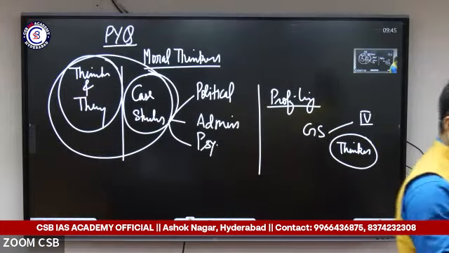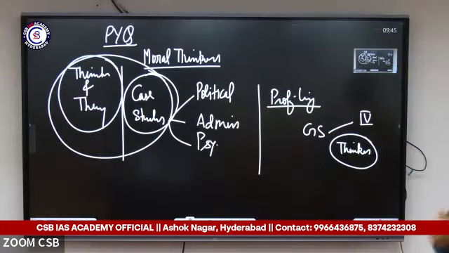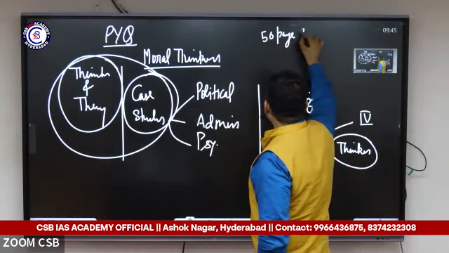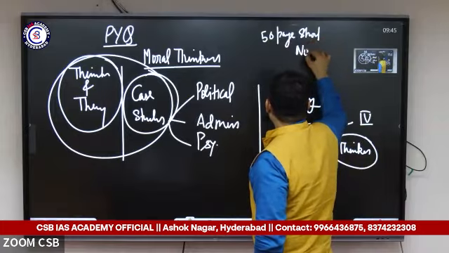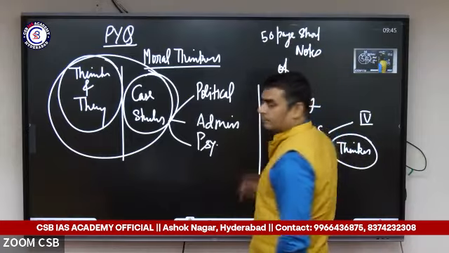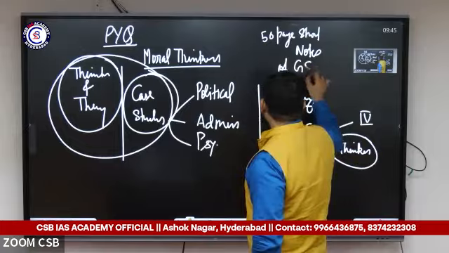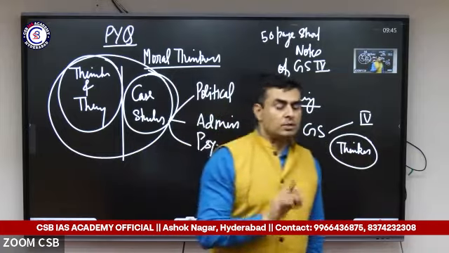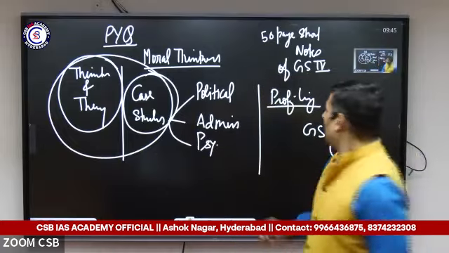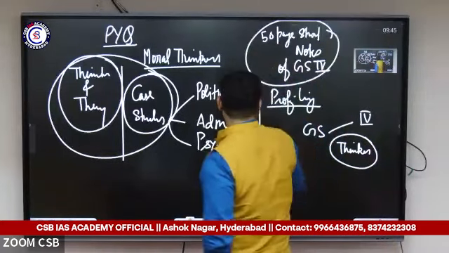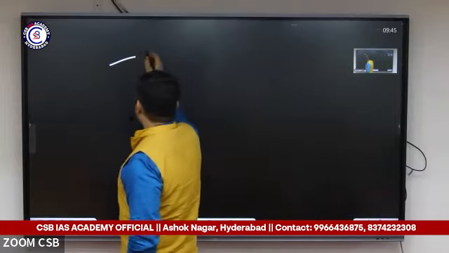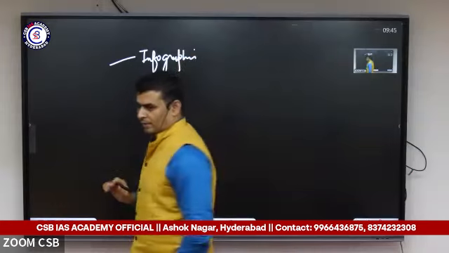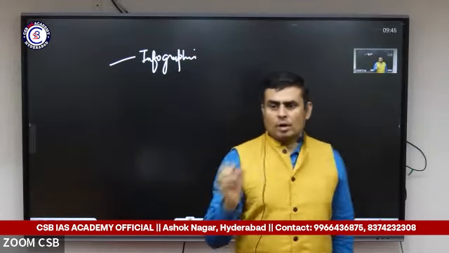So whatever the ethics notes are there, the target should be 50 pages. 50 page short notes. Short notes of GS paper 4. GS paper 4, 50 page notes. 50 page notes means it is short notes. And this 50 page short notes should be in the form of what? Infographics. Infographics, and you can make your infographics on your own.